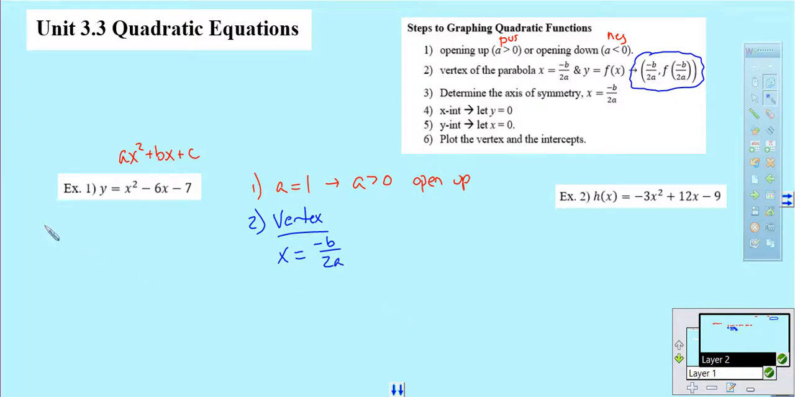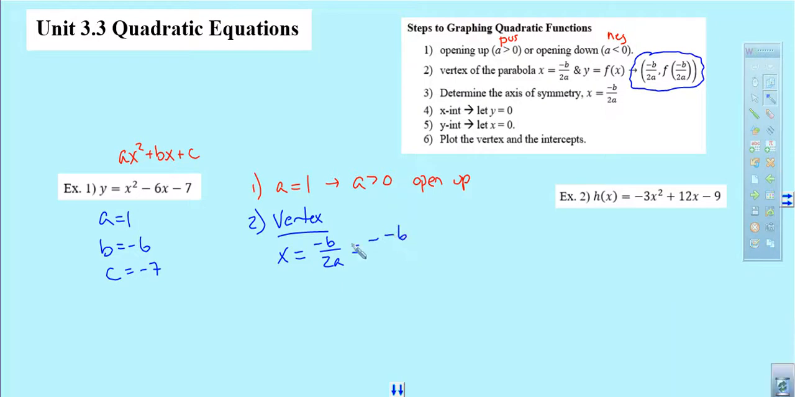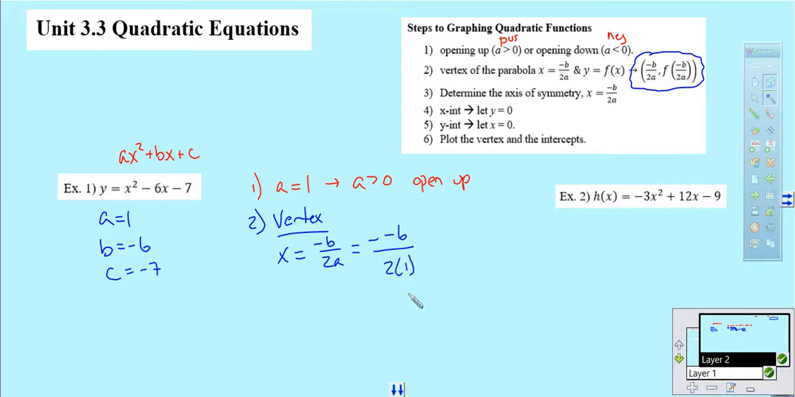All right, so we come across right here and we say, okay, negative b over 2a. Our b value is negative 6. So remember, our a is equal to 1, our b is equal to negative 6, and our c is equal to negative 7. When I plug that into the formula, this becomes negative negative 6, because our b value is negative 6, so it's 2 negatives, over 2 times 1. That becomes positive 6 over 2, which is equal to 3. So at this point, our vertex is 3 comma, well, I'm not sure yet. I need to find the other part.